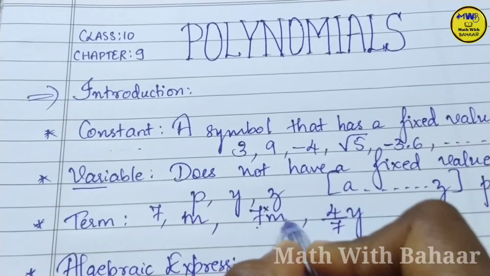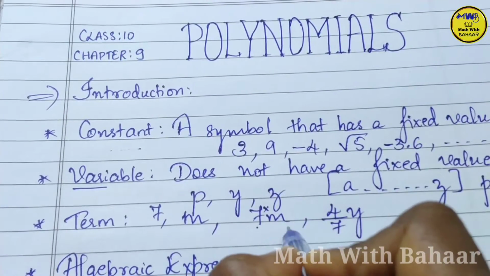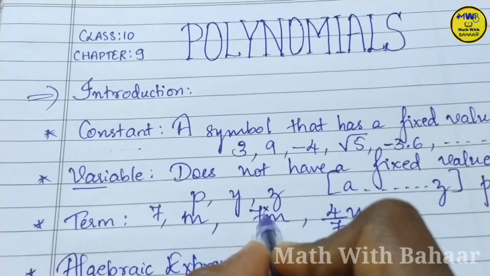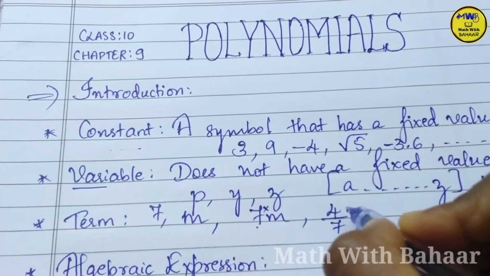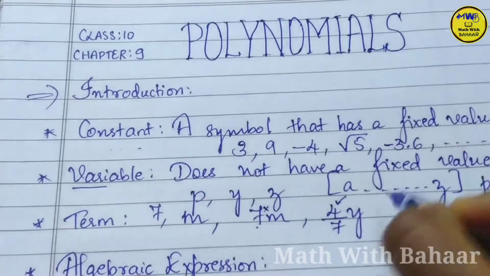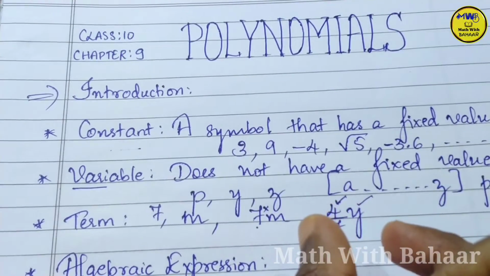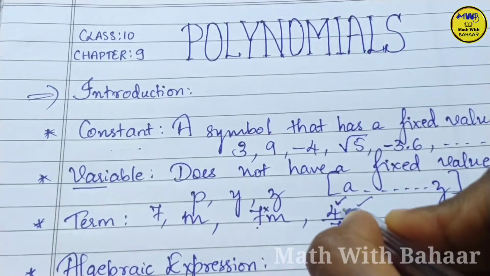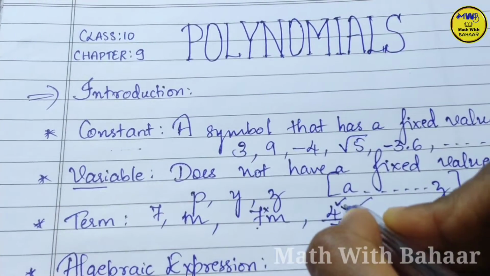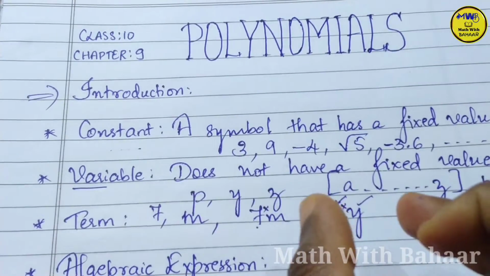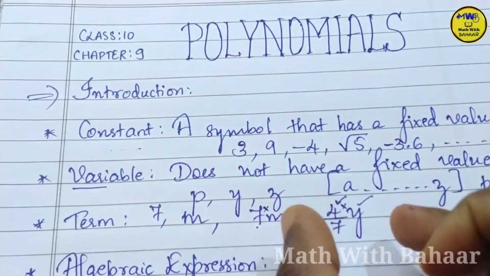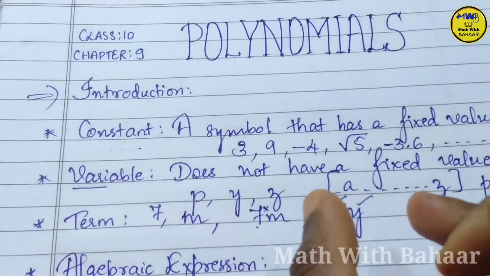4/7y. If there is no sign present in between a constant and a variable, always consider that as multiplication. Here you can see 4/7 is a constant, y is a variable, and the combination of these two together forms a single term. What is the sign present in between these two? It's a multiplication sign. 4/7 into y, we consider it as a single term, which is 4/7y.